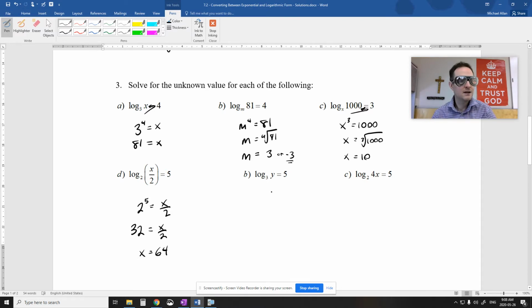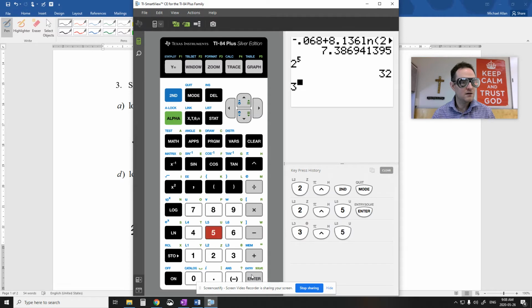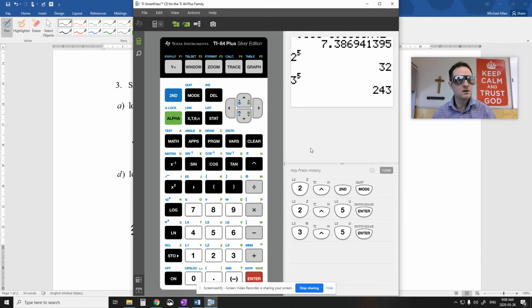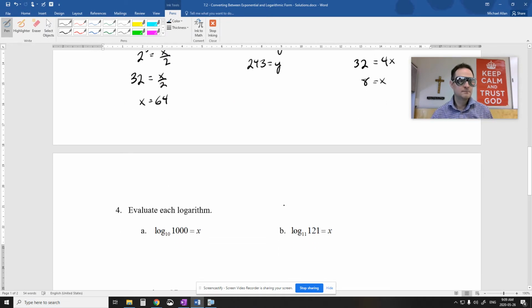There we go. This one's going to be 3 to the power of 5 is equal to y. So these guys are going to switch their spots. What's 3 to the power of 5, though? 3 to the power of 5 is 243. Okay. And this last one here, 2 to the power of 5, which we just discovered was 32. And these are going to switch their spots. So all of that 4x there is going to go to this side now. And then we're going to divide by 4 and get 8. There we go. Pretty cool.